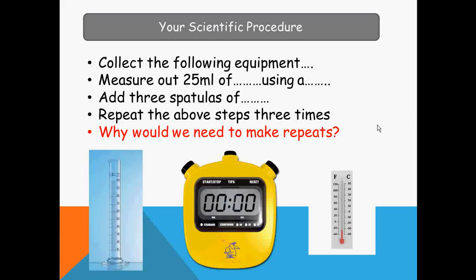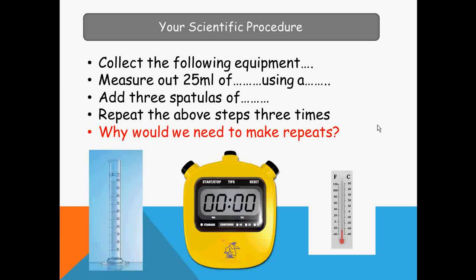So going back to our method, make sure that your method's detailed. Make sure that you write as if you are communicating to somebody else how to conduct your experiment. Make sure you collect the following. Measure out perhaps a certain amount of. Using 3 spatulas of. All of these steps will help somebody else carry out your experiments.